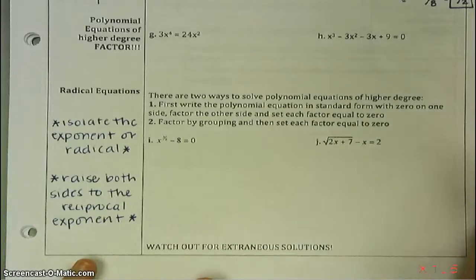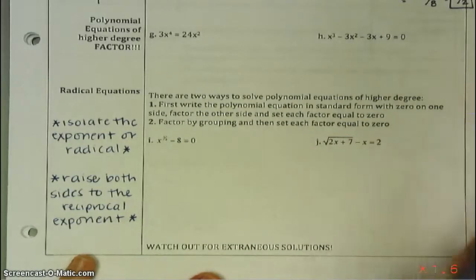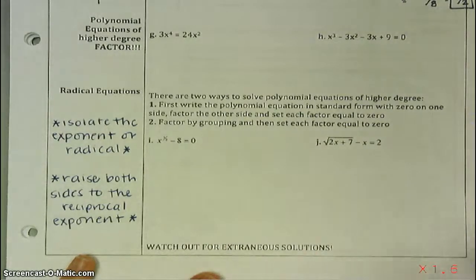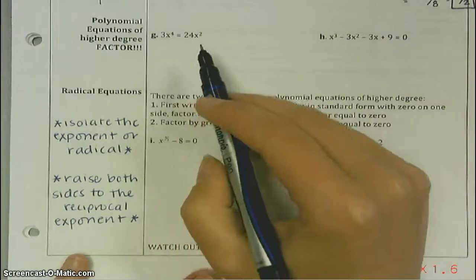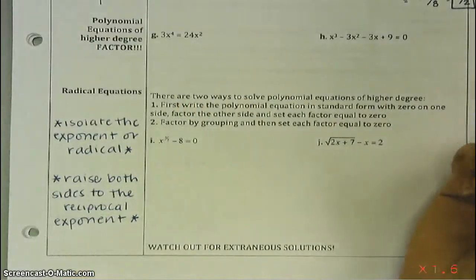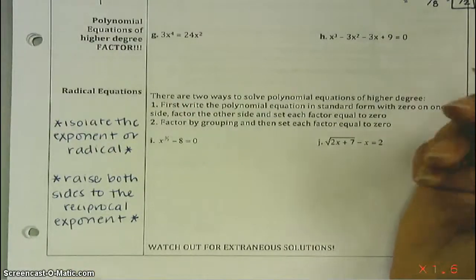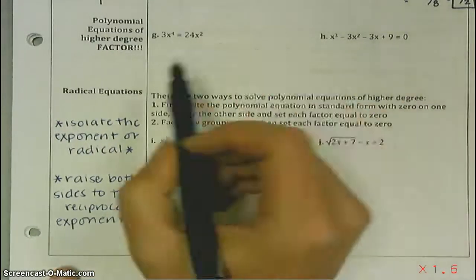This is part B for the A-5 notes. We are going to be solving more equations. These we're going to solve by factoring. And you might notice that they have a higher degree, a degree that's bigger than 2 is their highest degree. So what you're going to do is get everything on the same side.